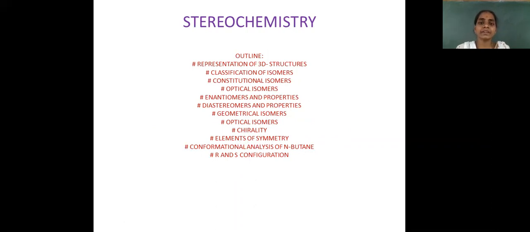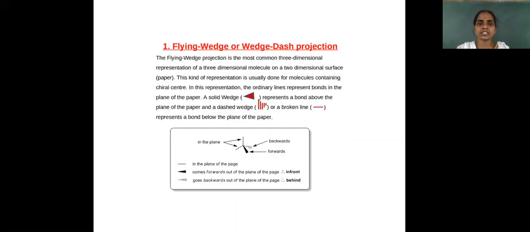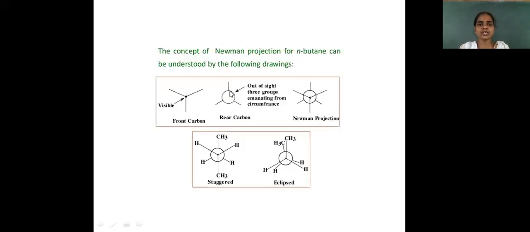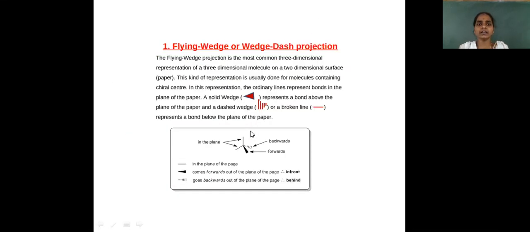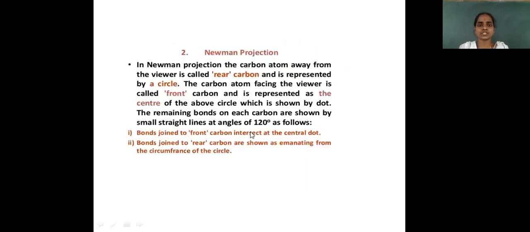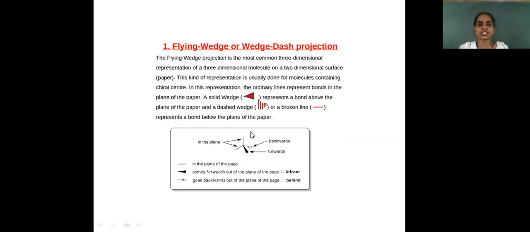Now we will discuss the first topic, that is the representation of a 3D structure. How can we represent a 3D structure on a plane or a board? The first representation is the wedge dash projection or flying wedge, the second is the Newman projection, and the third is the Sawhorse projection. Now we will see the first projection, the wedge dash projection.